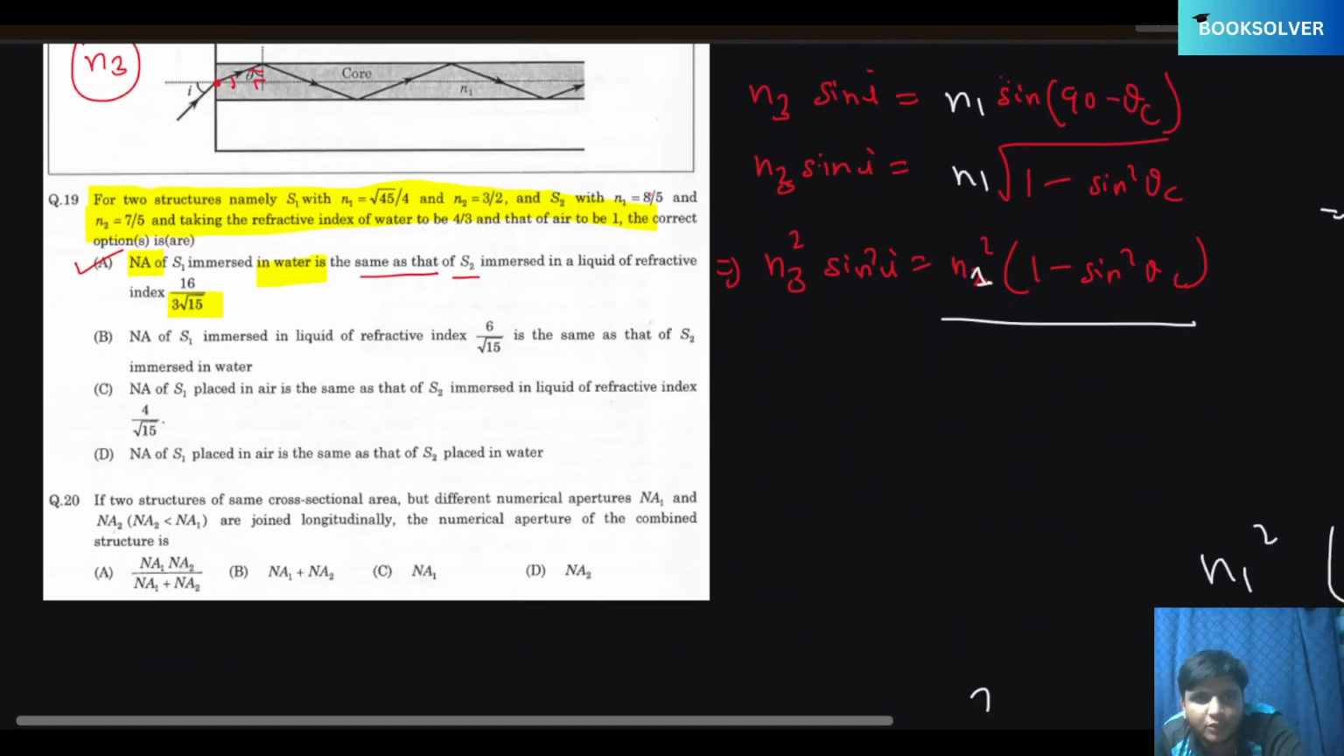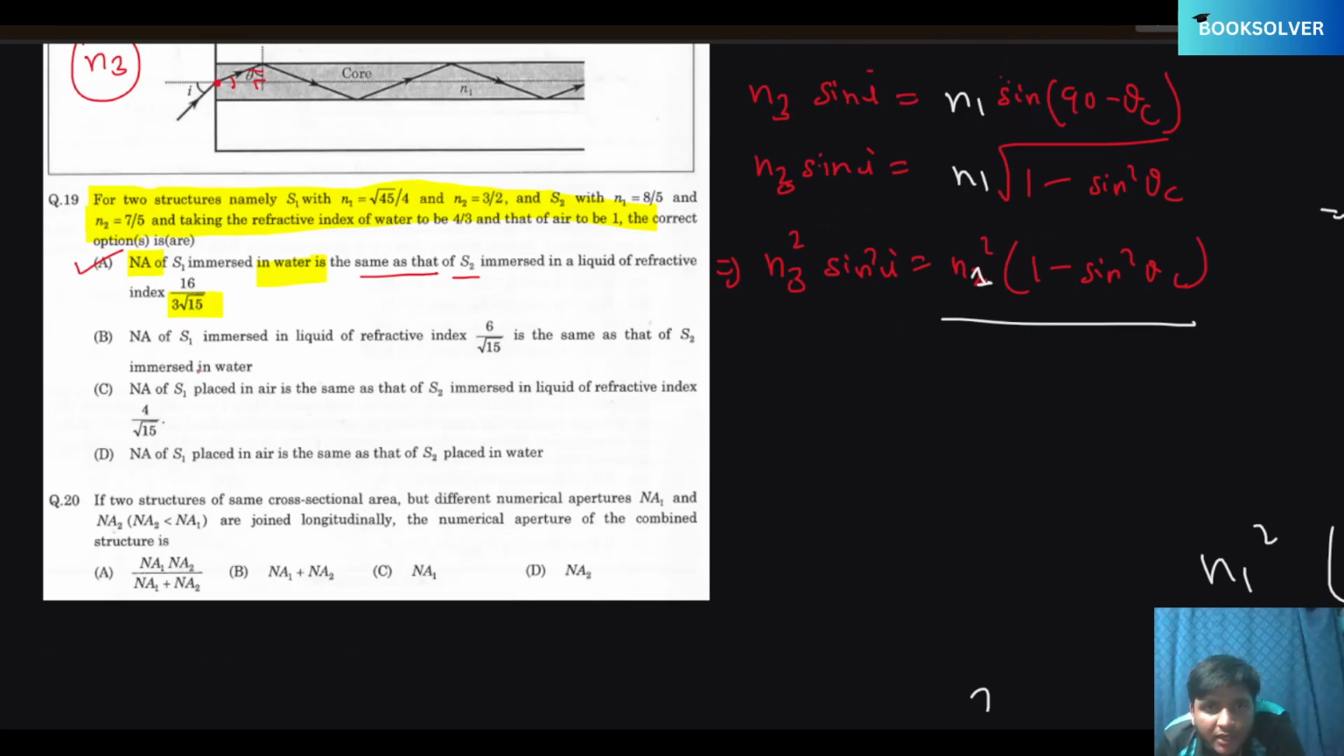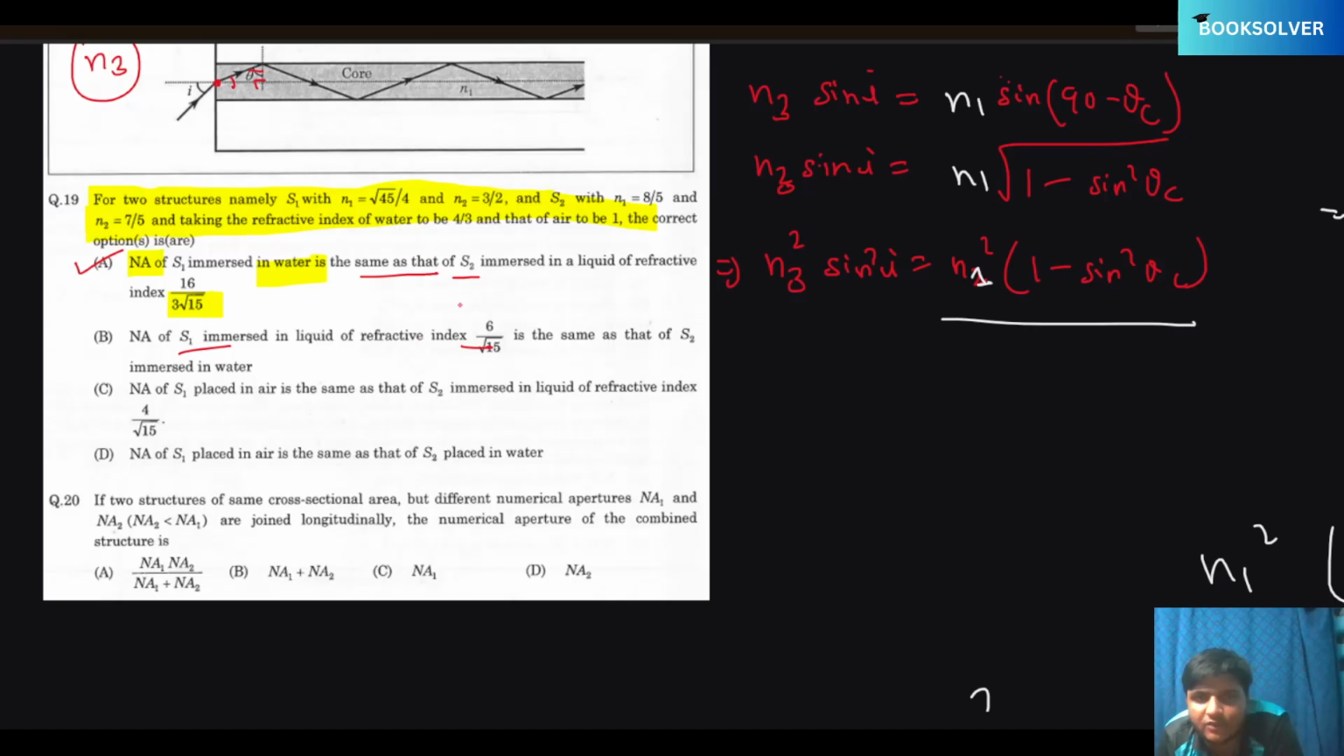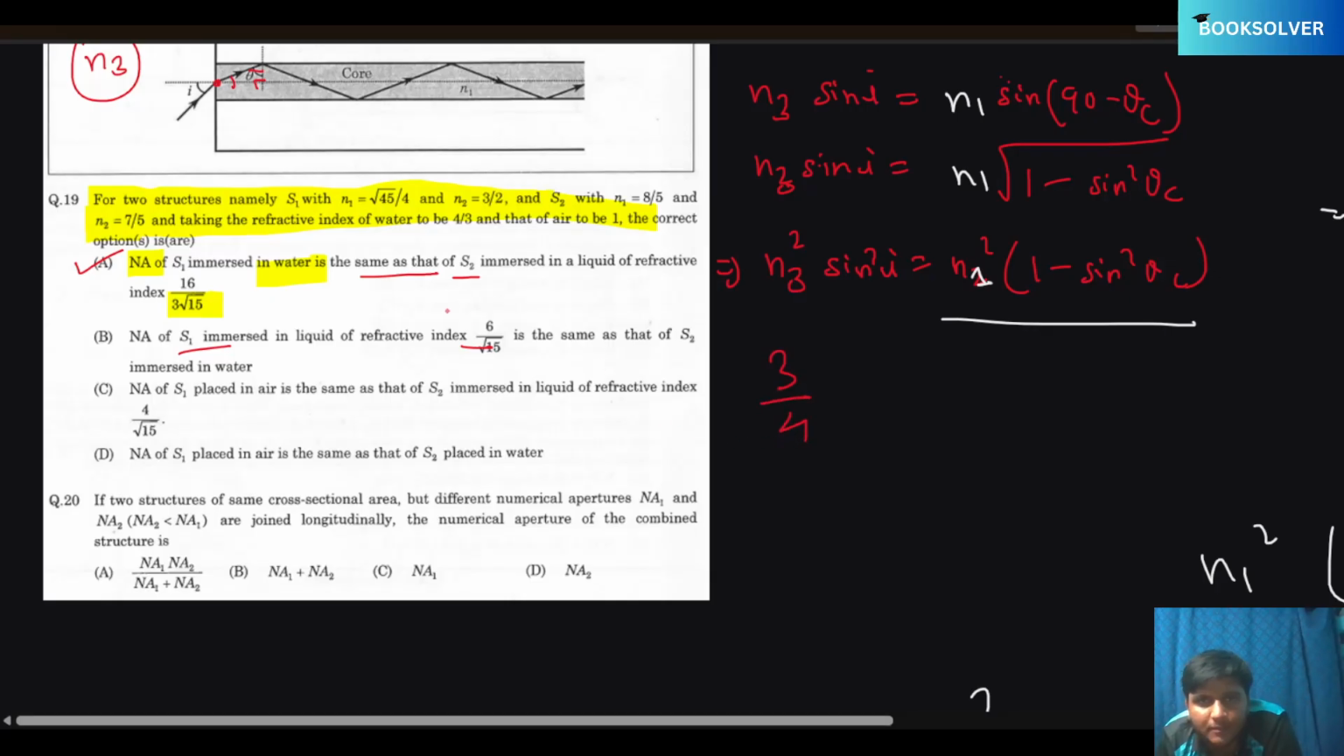Now checking option 2 here. So NA of S1 immersed in liquid of this. Basically, we can note down the upper values because it will be the same only: N1 square minus N2 square. So what it was actually, 45 by 4 minus 36 by 16 is 9 by 16. So it was basically 3 by 4 only, I think, and divided by the medium.